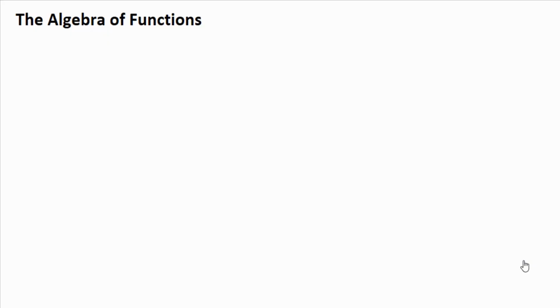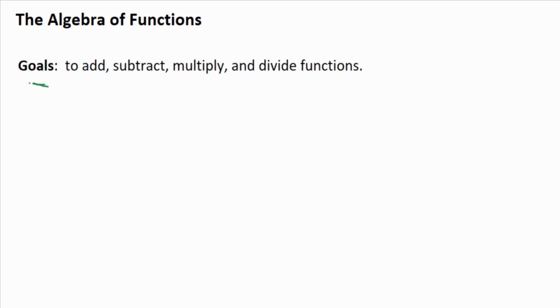This section, you guys, is the algebra of functions. What does that really mean? Well, if you think about what we do in algebra, especially early on in algebra, we learn how to add, subtract, multiply, and divide objects, right? Not just numbers, but variable expressions. That's what you learn very early on in algebra. Well, we're going to do the same thing with functions. We're going to add, subtract, multiply, and divide functions.